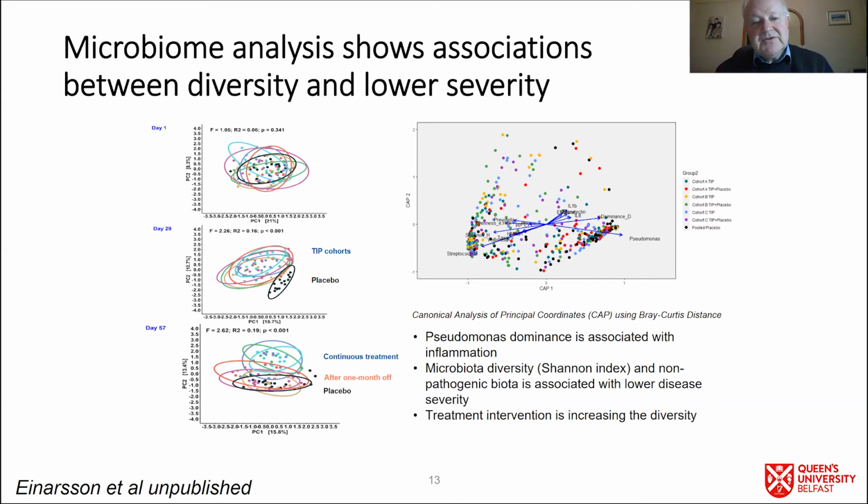These can also be graphed using canonical analysis of the principal coordinates, and you can draw vectors showing trends. And in the other panel, this demonstrates that Pseudomonas dominance was associated with inflammation, microbial density and Shannon index were associated with non-pathogenic microbiota and less disease severity. And treatment intervention is associated with increasing diversity.